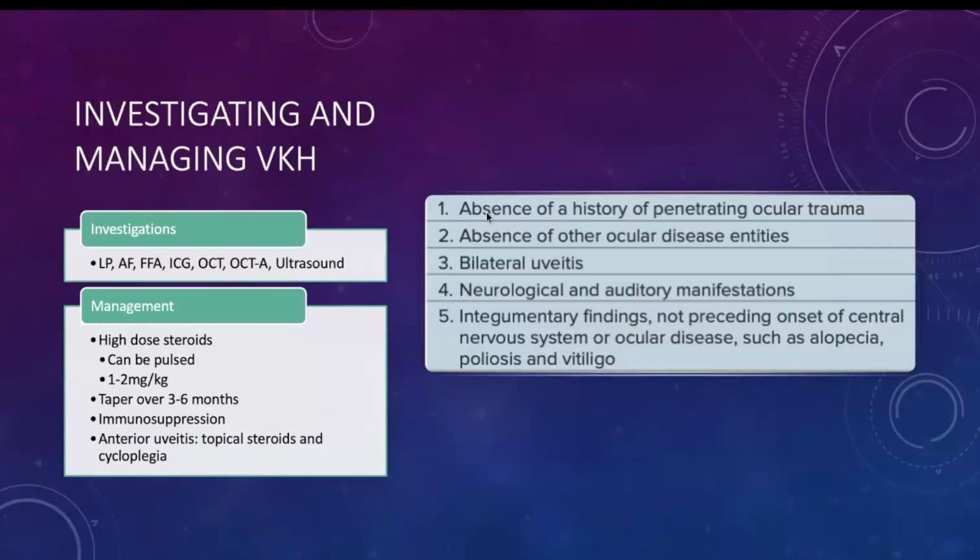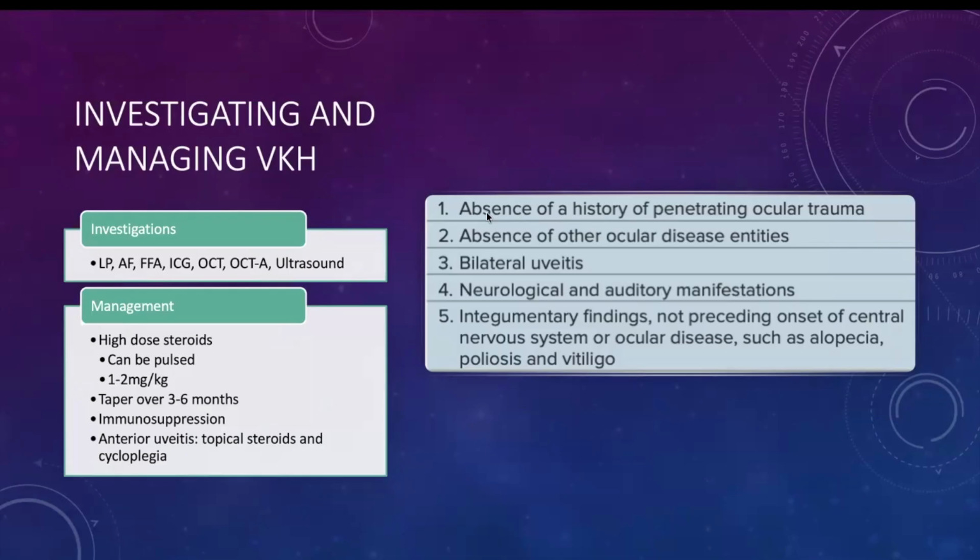What you can see here on the right-hand side are the diagnostic criteria for VKH. If you have all five, you essentially have VKH. Importantly, there is an absence of penetrating ocular trauma, because VKH can look very similar to sympathetic ophthalmia, but there will be no history of any penetrating ocular trauma. There won't be any intraocular surgery, for example. There's no other disease. They importantly have a bilateral uveitis. They may have some neurological and auditory manifestations, and then they may also get these manifestations of the skin. If they have all five, they have what we call complete VKH.